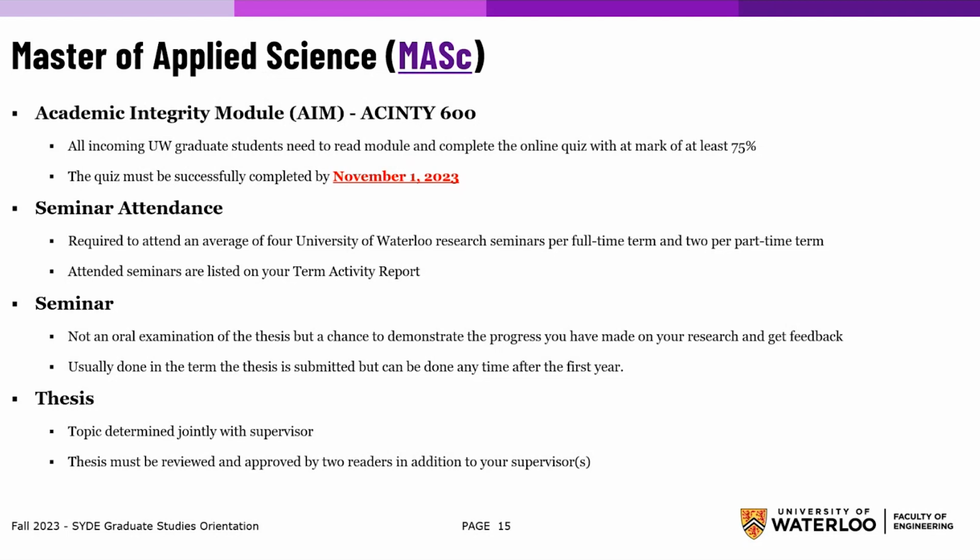You have to get a minimum of 75% in the course to pass it, and you have to do it within the first 8 weeks of term. So it needs to be completed by November 1st. Otherwise, you will get a no credit received, and you won't be able to move forward in your degree program because you'll have that no credit received.